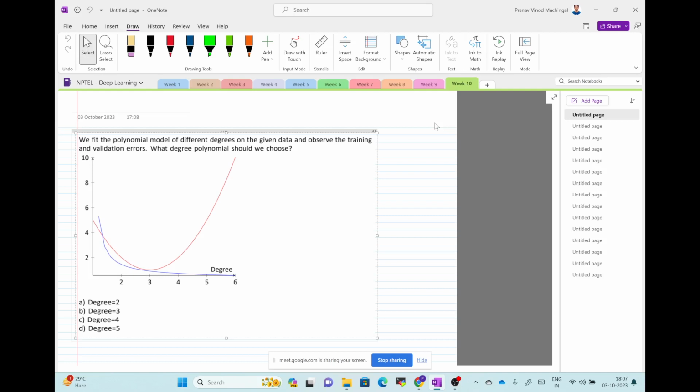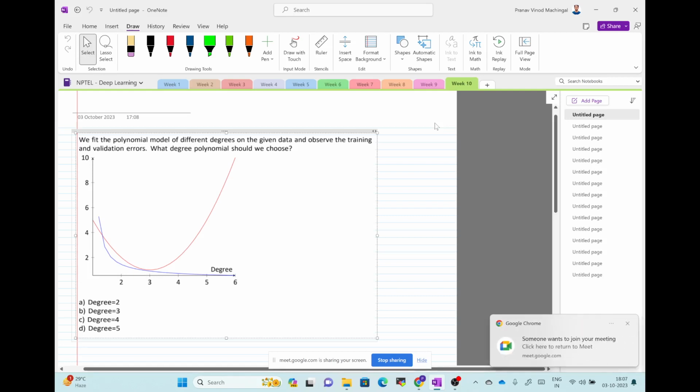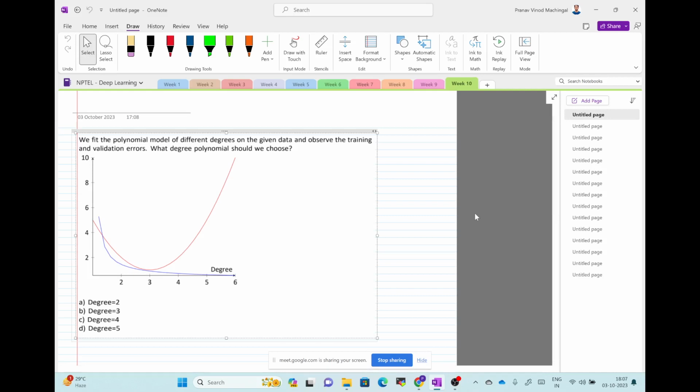And other than that, what was discussed was early stopping, regularization, and what else, dropout. I think this was mostly what was discussed in the week 10 content. So if you have any particular doubt about what was discussed in the lecture, or what we are going to discuss today, or whatever we have discussed in the past, you can just ask.